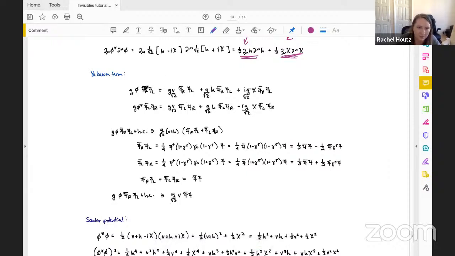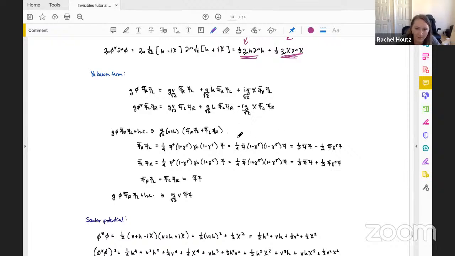The Yukawa term has 2 pieces: the scalar field acting on psi bar right, psi left, and its Hermitian conjugate. Then you can write this out by expanding v plus h plus i chi. And so what we're going to get in the end, when we add the Hermitian conjugate, is something real. If we group these terms together, we get v plus h times psi bar right, psi left plus psi bar left, psi right.